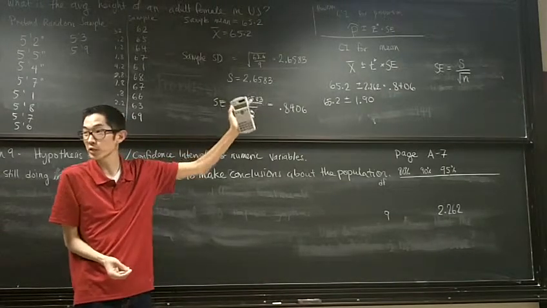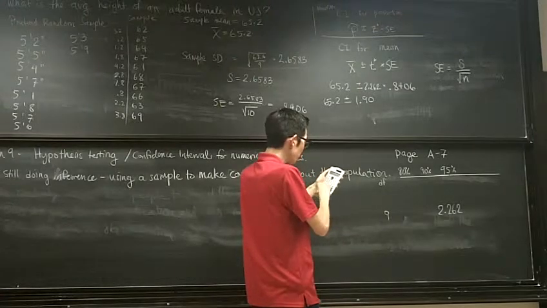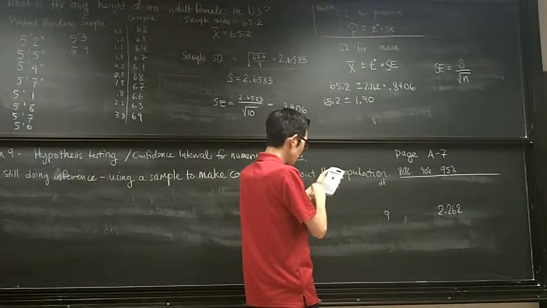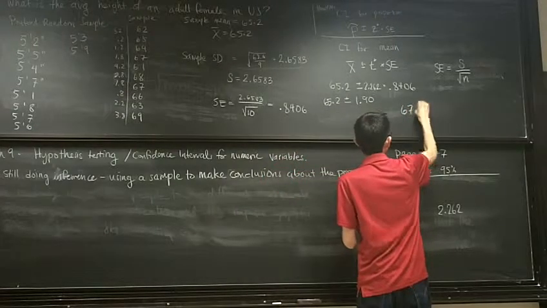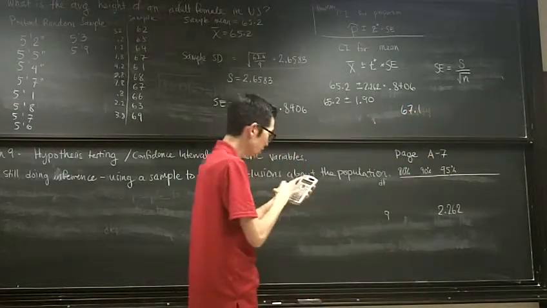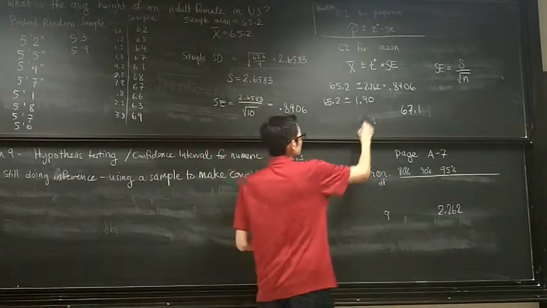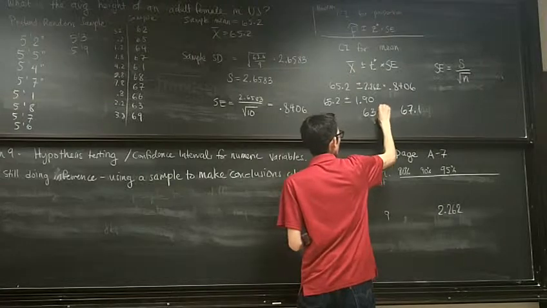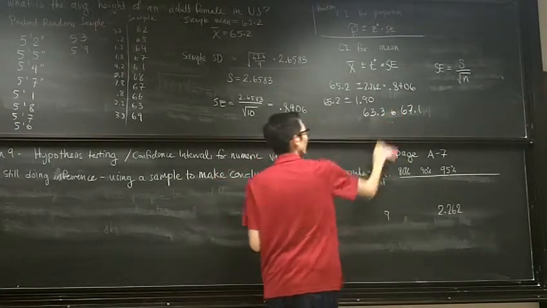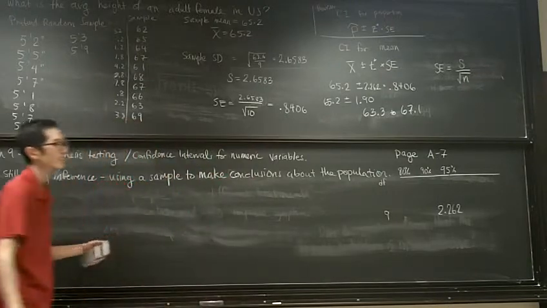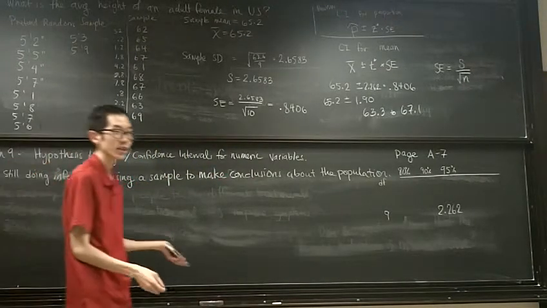So I'm going to get two values, right? A high and a low. So I get 65.2 plus 1.9, and I get 67.1. And then I have 65.2 minus 1.9, and I get 63.3. So 63.3 to 67.1. This is my confidence interval.